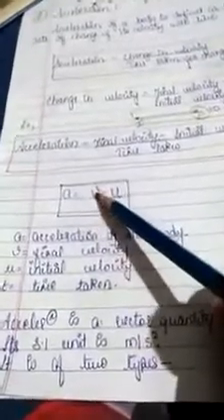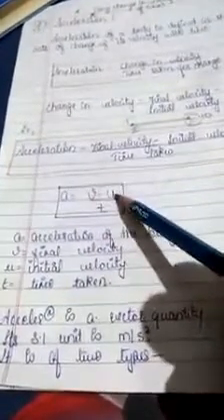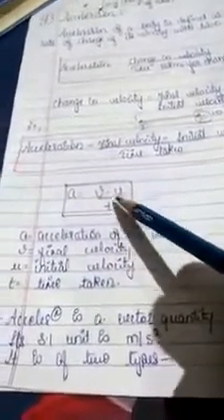Now, these are the symbols which are used for representing the acceleration formula. Acceleration is represented by small a. Then our final velocity is always represented by v, initial velocity by u, and time by t. So these are the symbols which are used to represent the acceleration formula. That is, acceleration equals v minus u upon t. That is, acceleration equals final velocity minus initial velocity upon time.